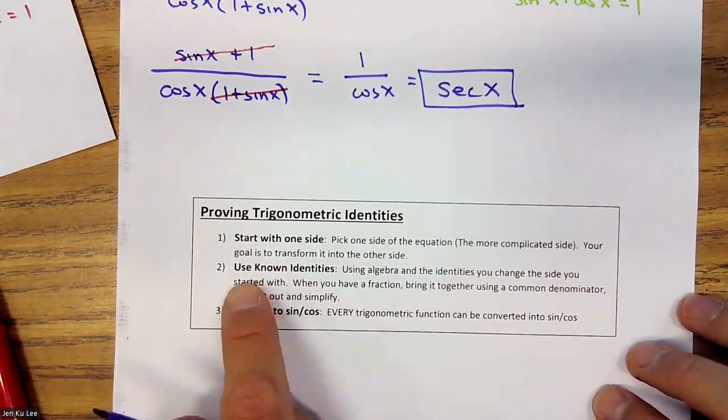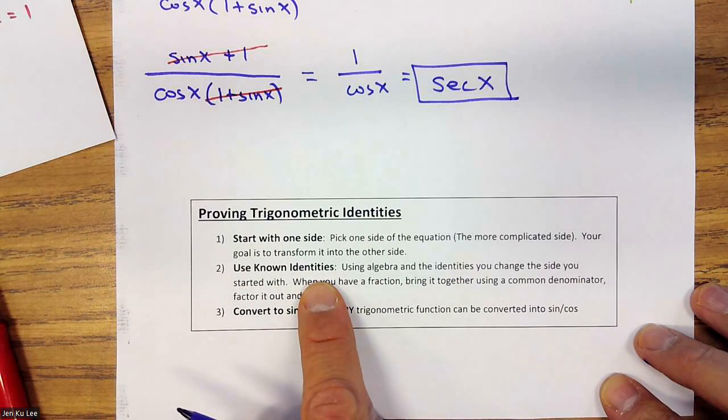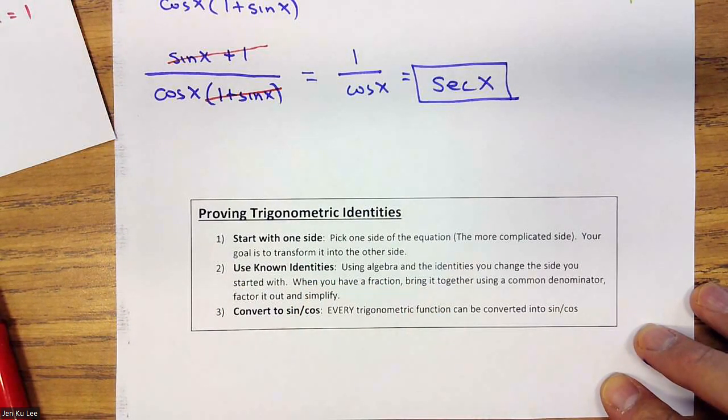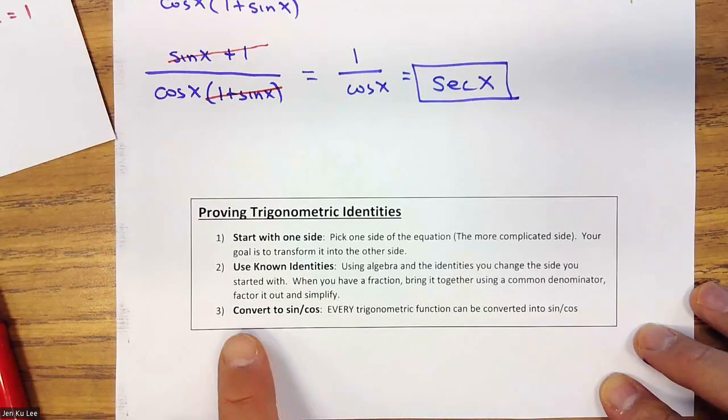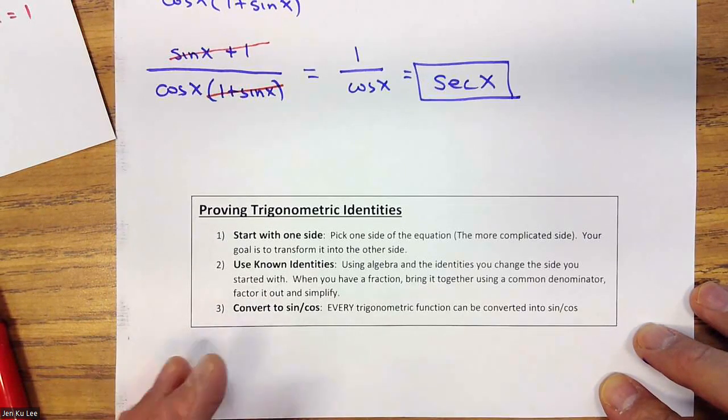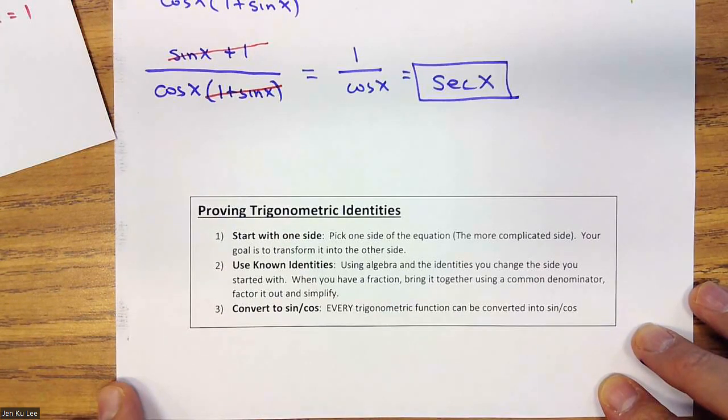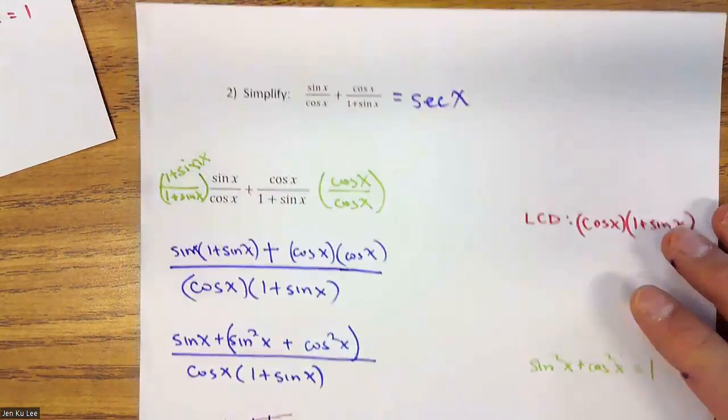Okay. Number two, use known identities and algebra, right? To kind of put it together to kind of simplify it. When you have a fraction, you're going to use a common denominator, factor it out, and then simplify. And then step number three is to convert everything into sine and cosine, because every trig function can be turned into sine and cosine. All right, so that's the rules of this proving. And we're just going to go over three proofs. All right, so the first proof is here.